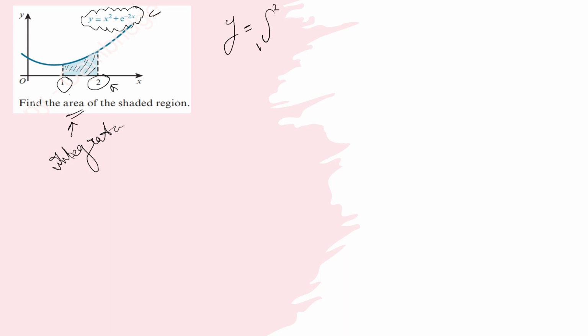So I will write this equation, x squared plus e power negative 2x dx, with respect to the x axis. So I will only write the integration of this. So y equals, okay, what is the integration of x power 2?